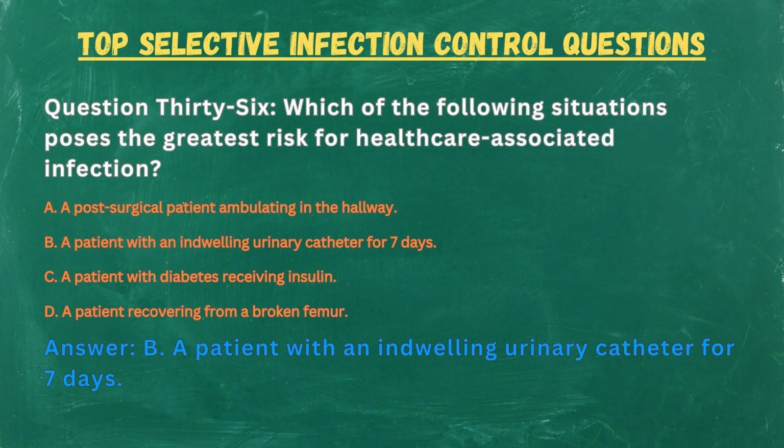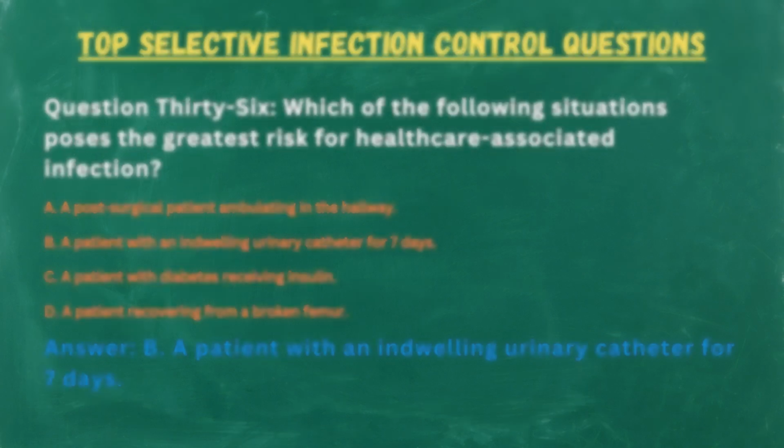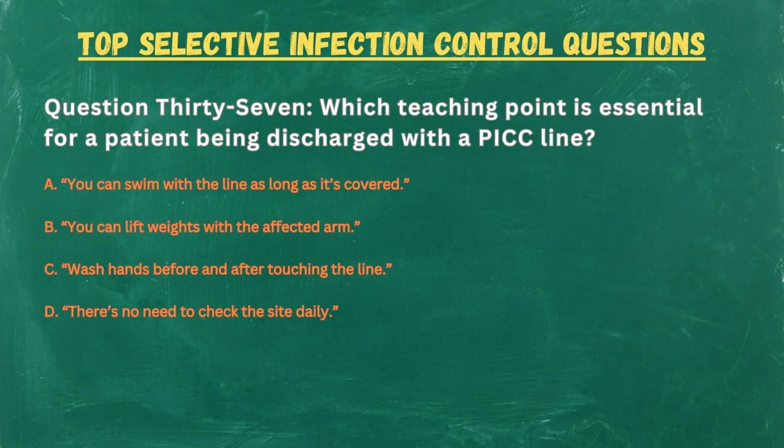Answer: B. A patient with an indwelling urinary catheter for 7 days. Question 37. Which teaching point is essential for a patient being discharged with a PICC line? A. You can swim with the line as long as it's covered. B. You can lift weights with the affected arm. C. Wash hands before and after touching the line. D. There's no need to check the site daily.